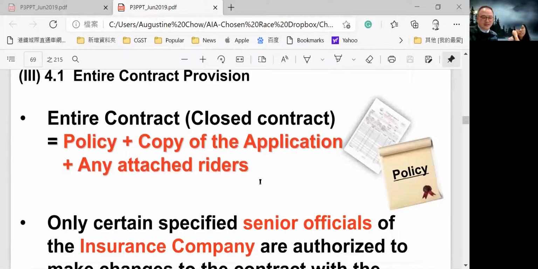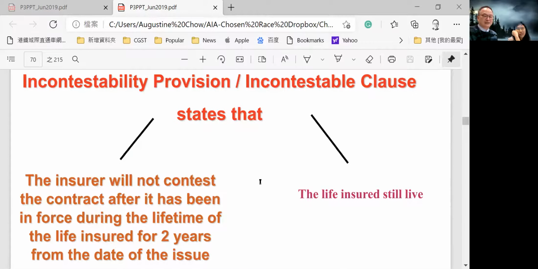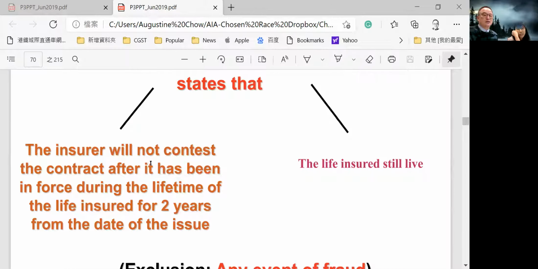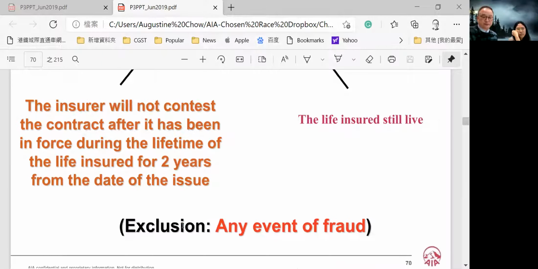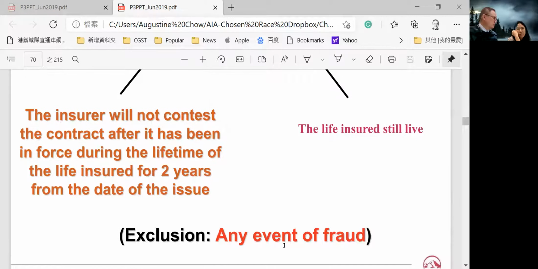So this is very easy. You should know the incontestability. What is that? After 2 years, the insurer will not contest the contract once it has been enforced for 2 years from the date of issue, unless there is an act of fraudulence. If it's fraudulence, the whole life policy is void. But other than that, if it's not material, then the 2-year incontestability period will apply.